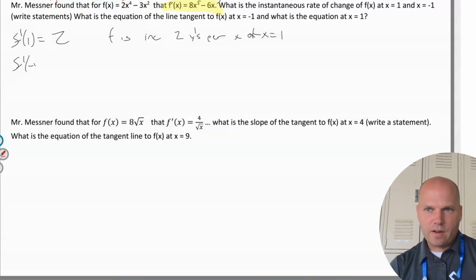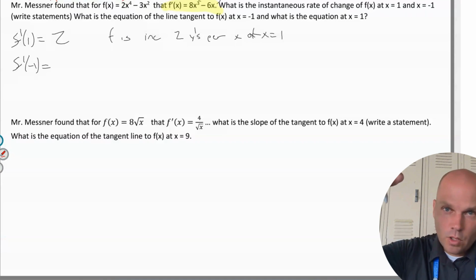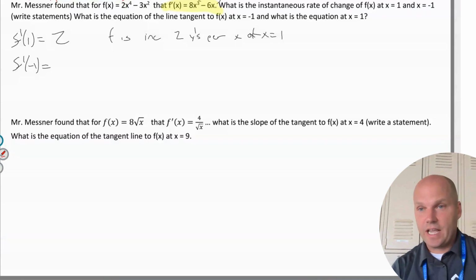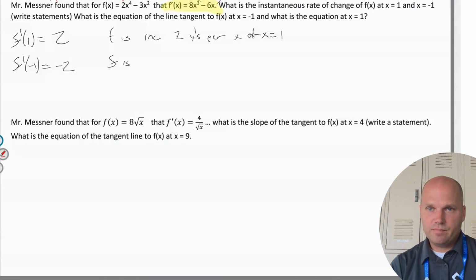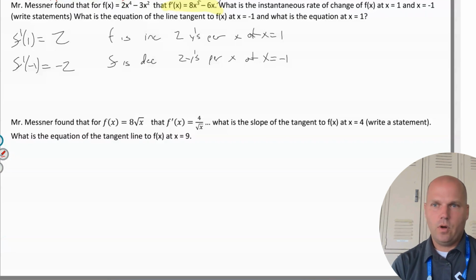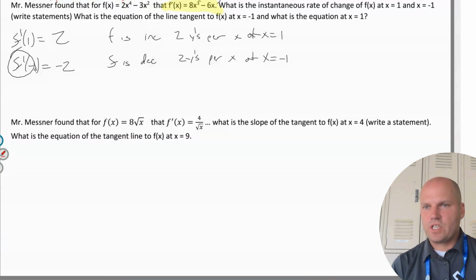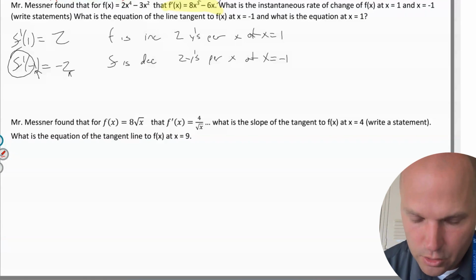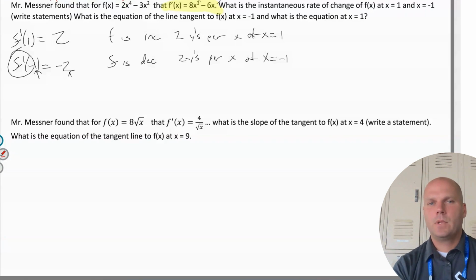What about at negative 1? Negative 8 minus negative 6 is negative 2. f is decreasing 2 y's per x at x equals negative 1. Or you could say the slope of the tangent to f at -1 is -2. Or you could say the derivative of f at -1 is -2. They're all synonymous. They're all the same.